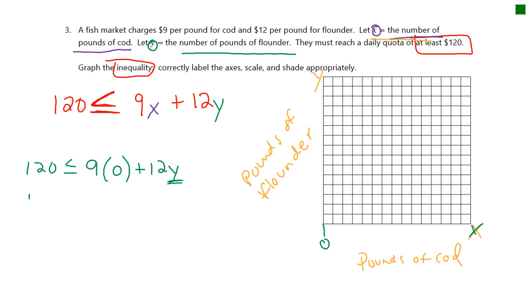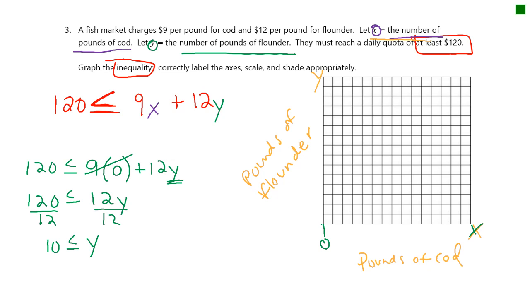Okay, 9 times 0 gives me 0, so I have 12y left, right? This cancels out. 9 times 0 is 0. All you have to do is get y by itself. And this is all review from KZ1, okay? To get y by itself, you need to divide by 12. So y is going to be 10. That means when we have 0 pounds of cod, I'm going to have 10 on the y. That should give you a clue where to start.